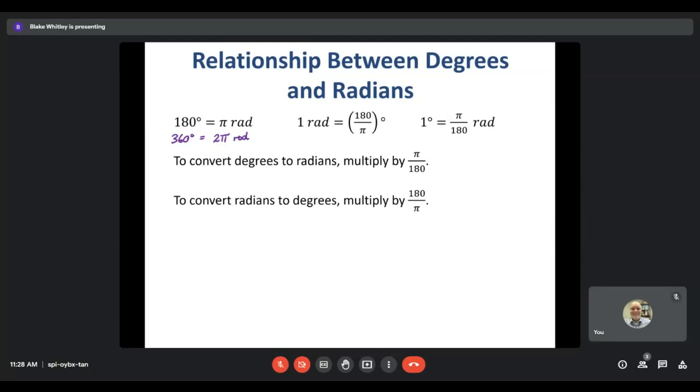So to go from degrees to radians, we're going to take our degrees, we're going to multiply by pi over 180, and that'll take us from degrees to radians. If we want to go from radians to degrees, we're going to take our radian measure, we're going to multiply by 180 over pi, and that'll convert to degrees for us.